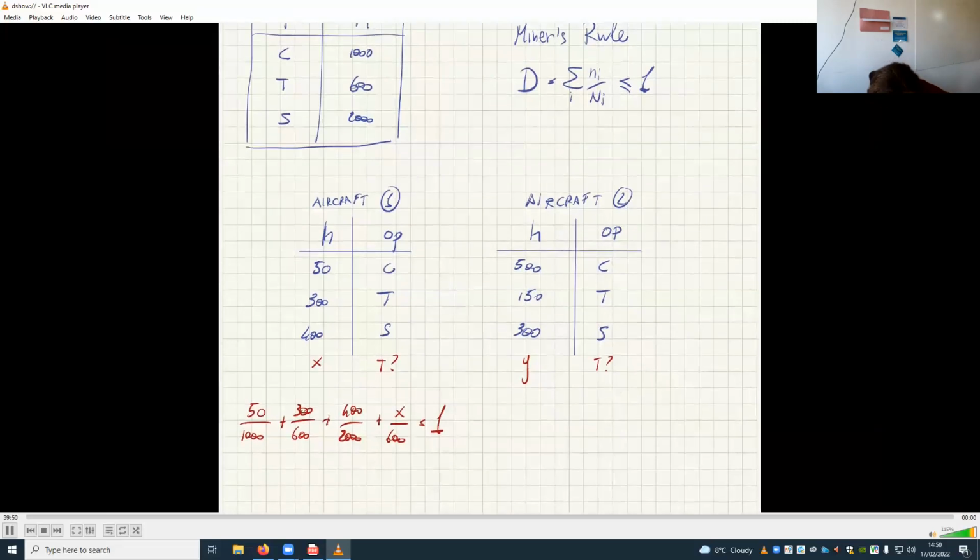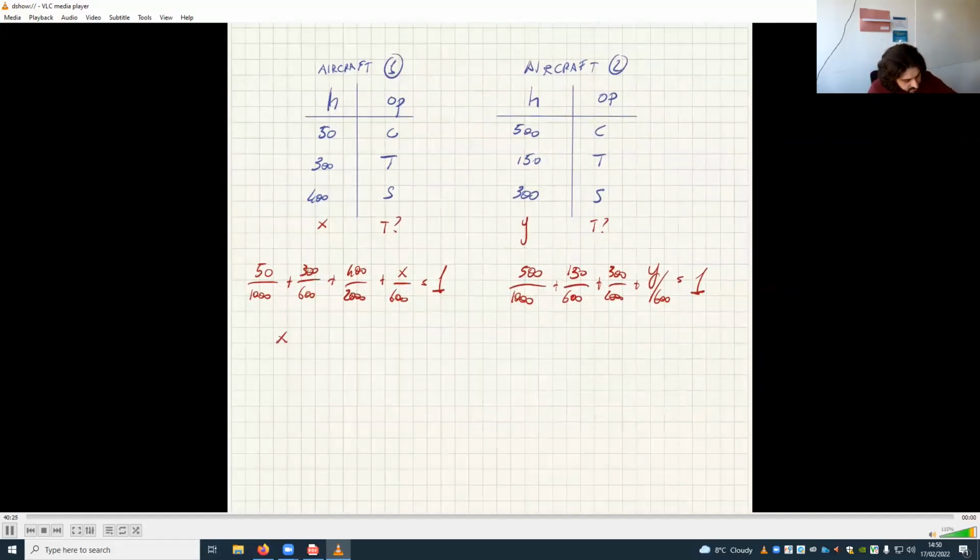And here it's the same thing. Here I have 500 over 1000 plus 150 over 600 plus 300 over 2000 plus Y over T is 600 equals to 1. See, my only unknowns here are X and Y. So from here I can find X equals and Y equals.